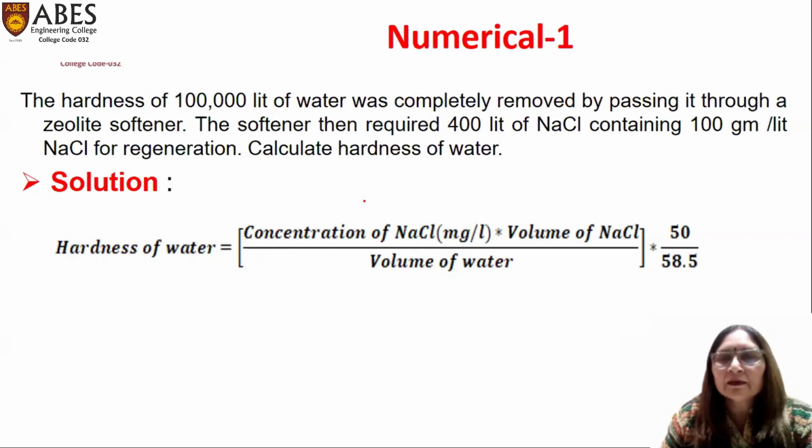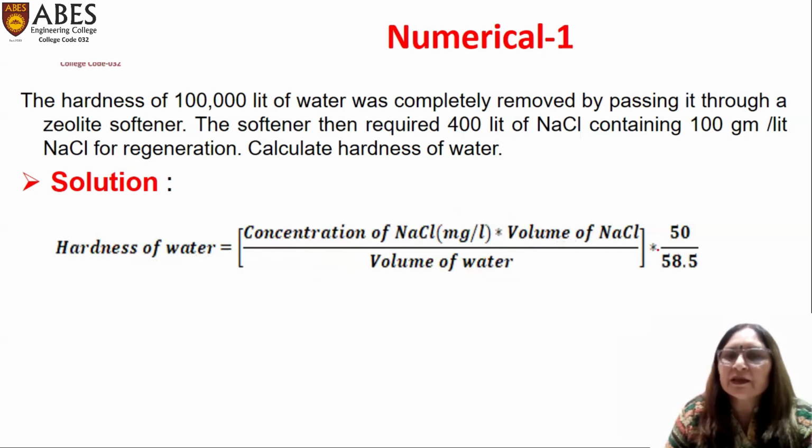Now we will solve a numerical based on zeolite. The hardness of 1 lakh liters of water was completely removed by passing it through a zeolite softener. The softener then required 400 liters of NaCl containing 100 gram per liter NaCl for regeneration. Calculate the hardness of water. This is the formula for the calculation of hardness: concentration of NaCl in milligram per liter times volume of NaCl in liter, divided by volume of water in liter, times 50, the calcium carbonate equivalent, divided by 58.5, the NaCl equivalent.